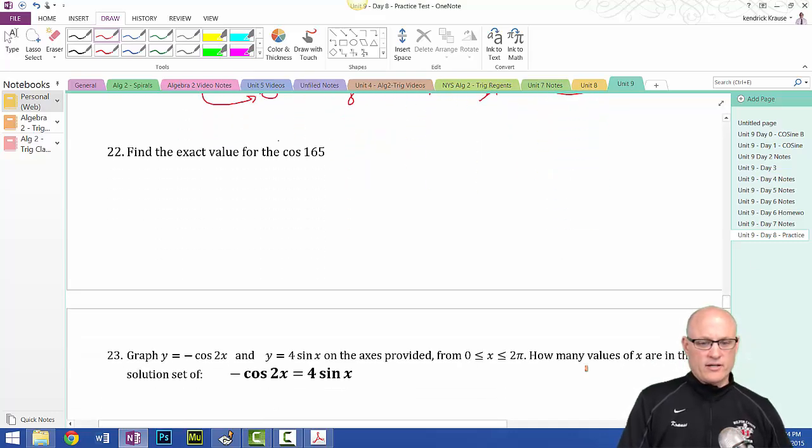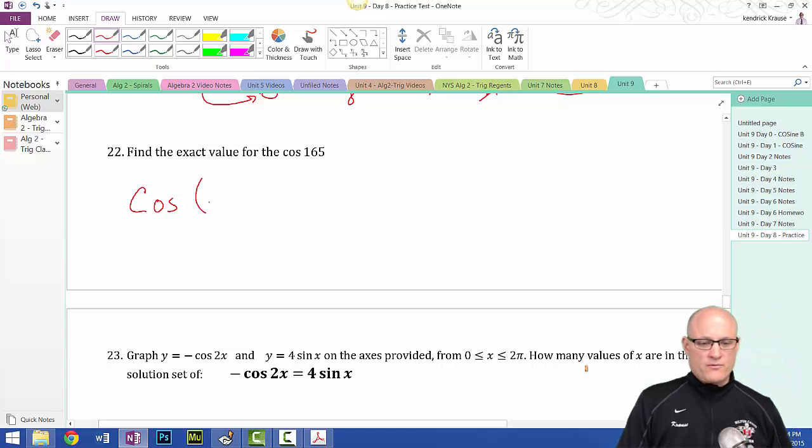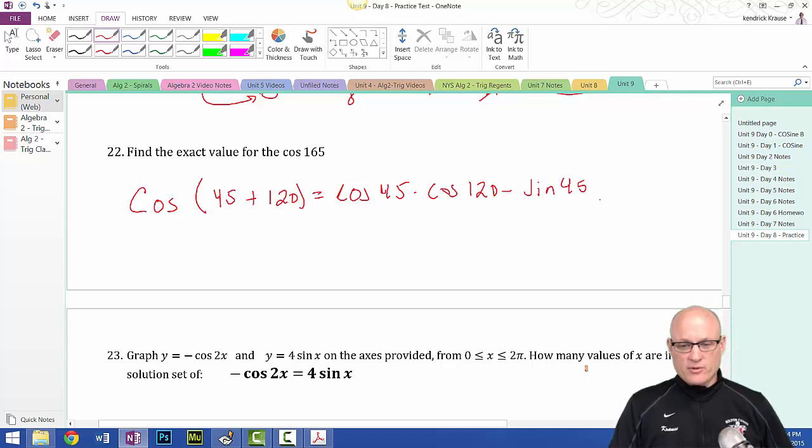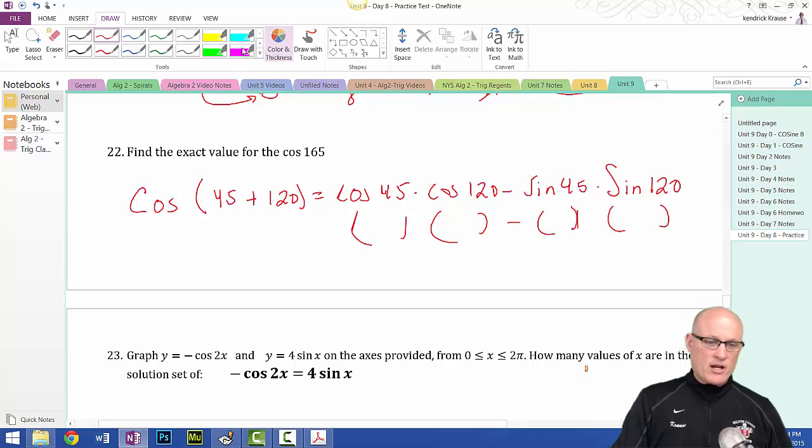Find the exact value of cosine 165. So this is cosine of 45 plus 120. So that's equal to the cosine of 45 times the cosine of 120 minus the sine of 45 times the sine of 120. My pen's acting up, and that's why I got to keep going. All right. This is what happens when you run out of memory in your computer. It starts to not act right.